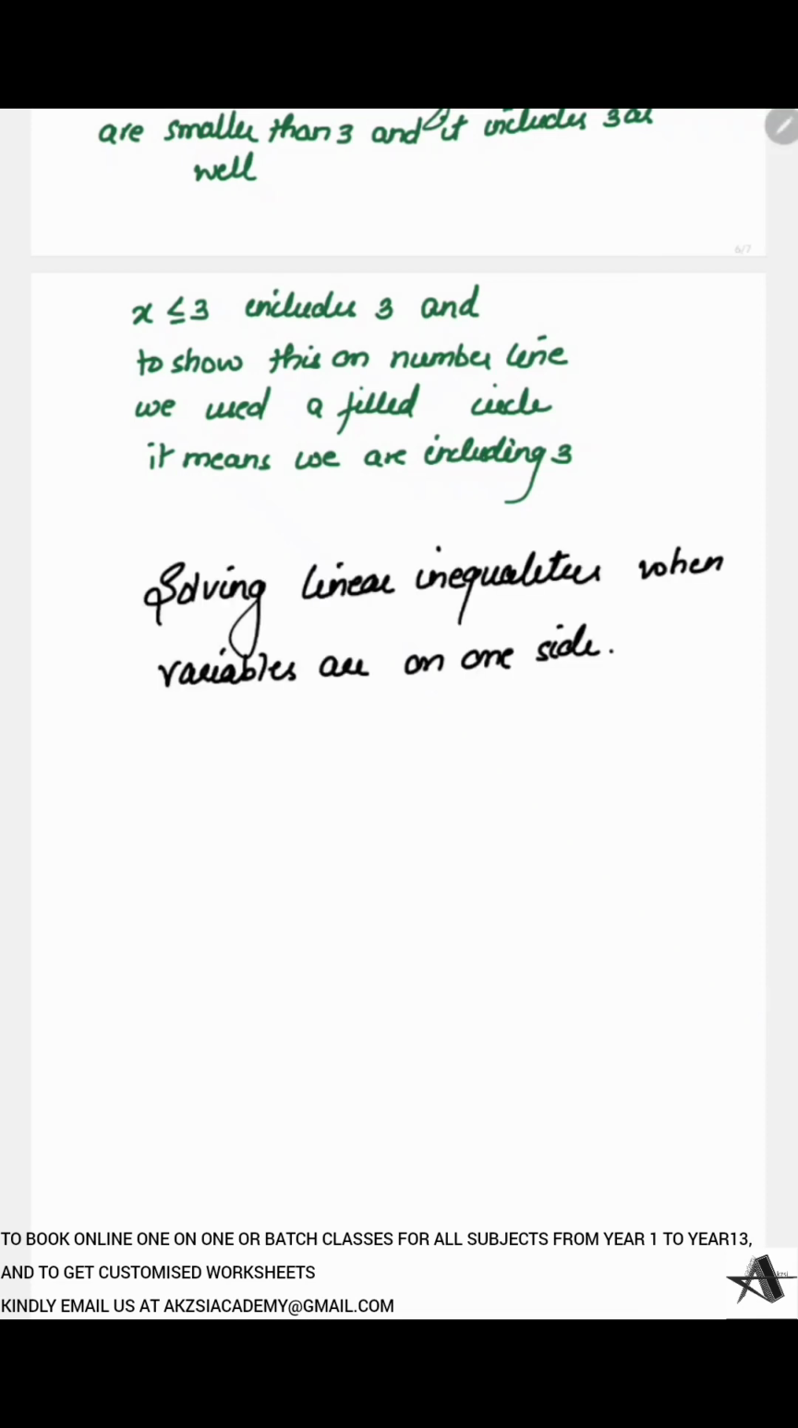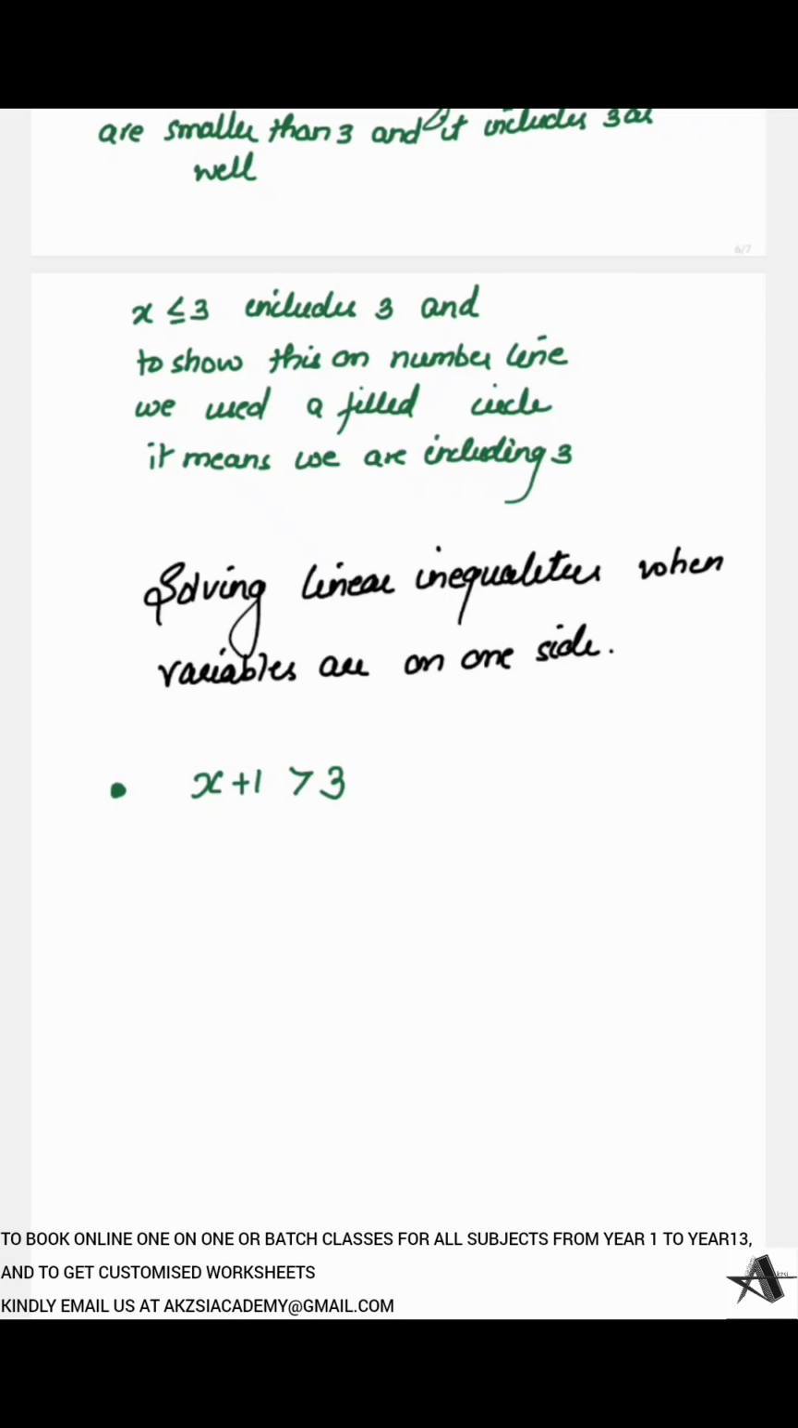See, the first one is solving linear inequalities when variables are on one side. That means our first inequality is x plus 1 greater than 3. Simple. The variable is on one side, and on the other side you can see the constants. This is just like an equation. What we do to solve an equation, we isolate x. That's the base. Whenever you are finding the answer for x, roots of x, zeros for x, you are just isolating x. You're just making x alone on one side, and the same we have to do here.